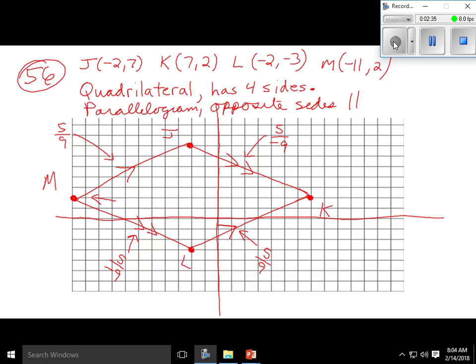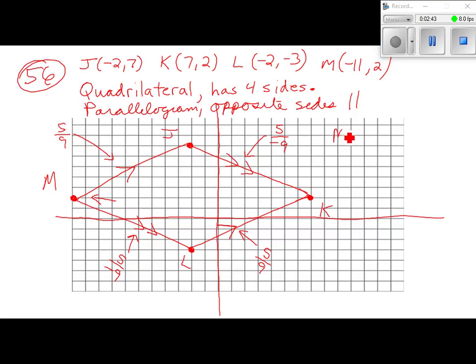What can I do to find the length of each one of these sides? Distance formula. I'm going to try to do that right here. Pick me a side. MJ, JM. So I got MJ, and I'm going to use the distance formula. You're going to have to tell me this because I'm not going to look up here to find it. It's too hard to see.